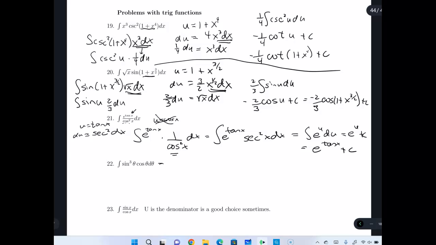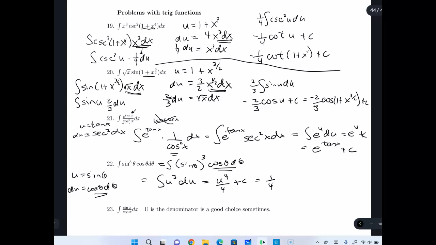Okay, so this, you know, is the same thing as saying all of sine of theta cubed. And then there's a cosine theta. So I see letting u equal sine of theta is a good choice because I see that the cosine is right there. So this is du, so I get u cubed du. So u to the 4th over 4, and then put the u back in. And don't forget the plus c.